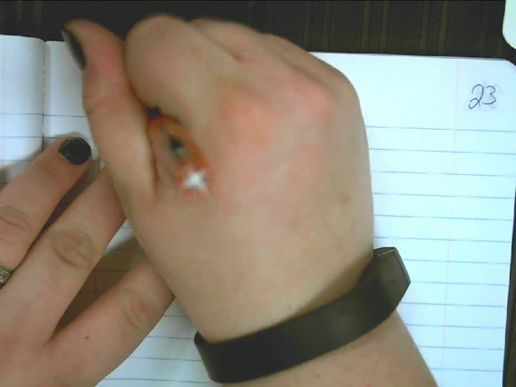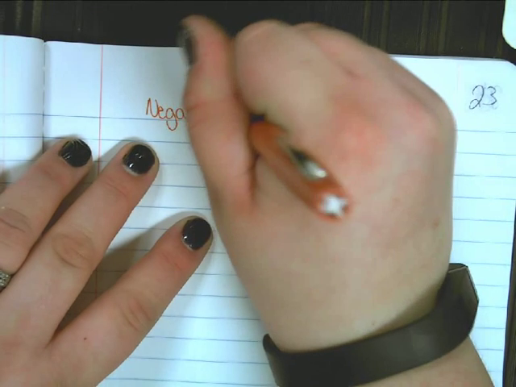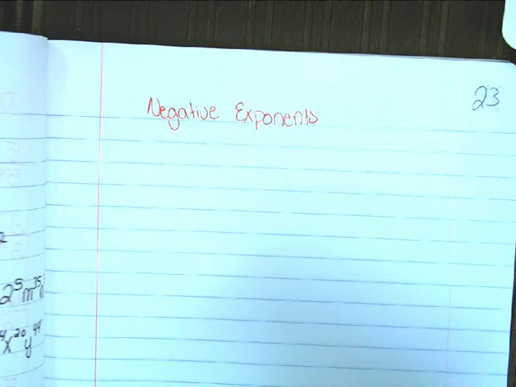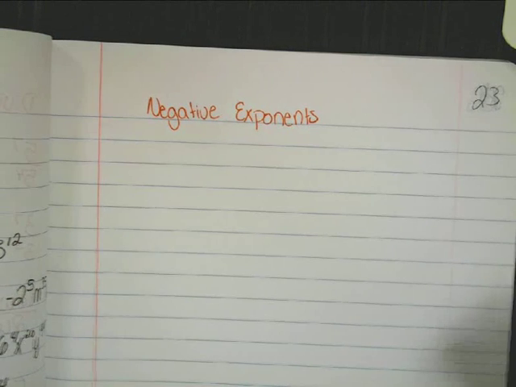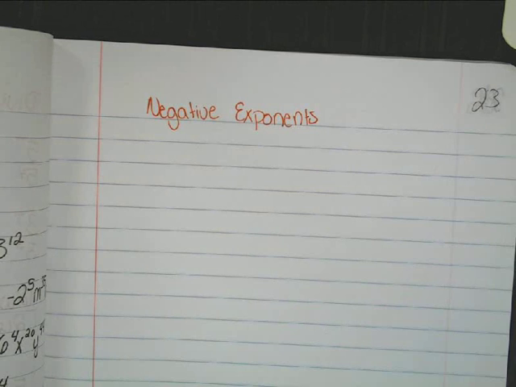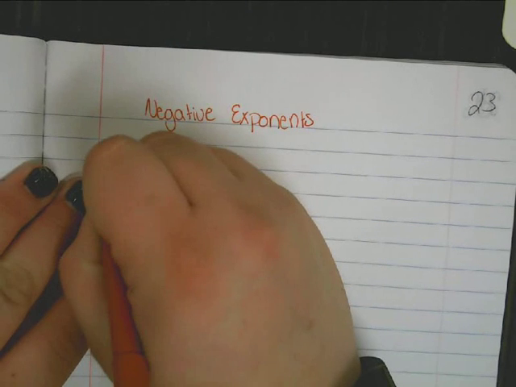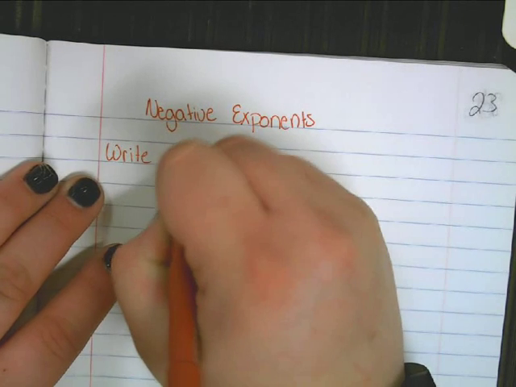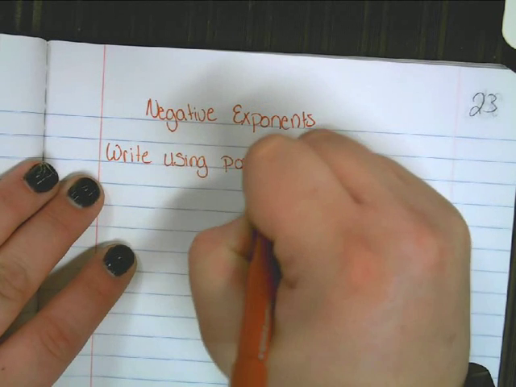Hey, at the top of your page, on page 23, negative exponents. Your first set of directions today is going to ask you to write using positive exponents.